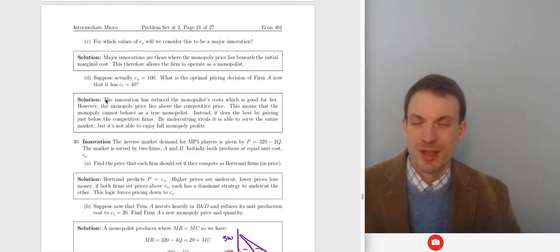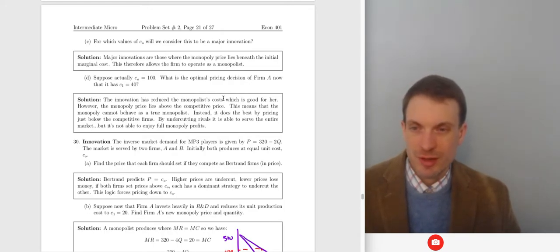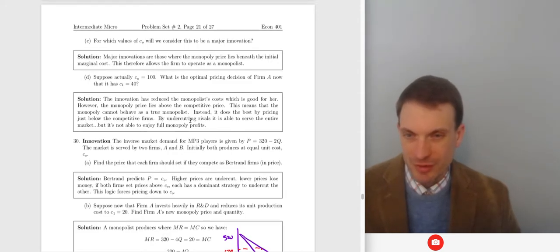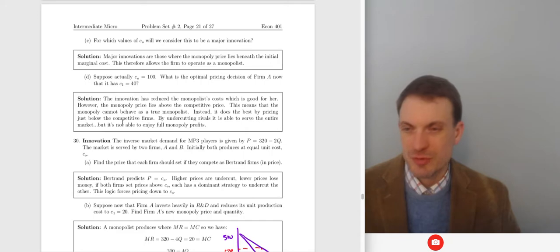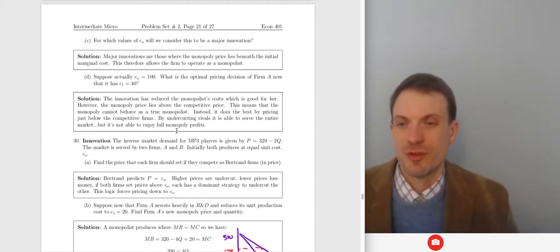So my comment: the innovation reduced the monopolist's costs, and it's good for them. However, the monopoly price lies above the competitive price. This means the monopoly cannot behave as a true monopolist. Instead, it does the best by pricing just below the competitive firms. By undercutting rivals, it's able to serve the entire market. It's not able to enjoy full monopoly profits.